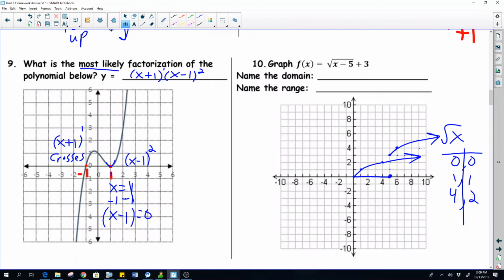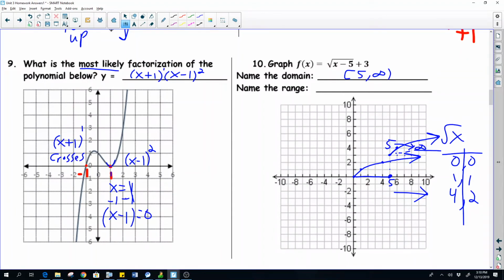The domain is going to be the x value, which our x value is 5 to infinity. Right? This 5 down here to infinity is this graph. And so that'll be our domain. Include it. Oh, okay. So then we'll go ahead and do bracket 5 to infinity.